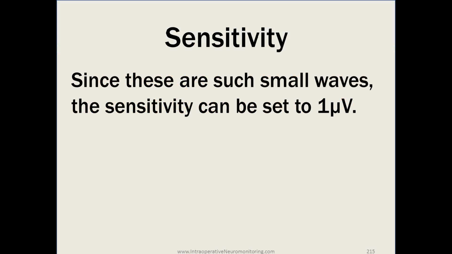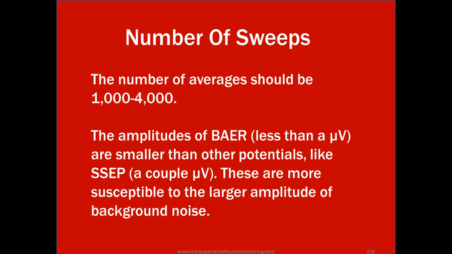Sensitivity. Since there are such small waves, the sensitivity can be set to 1 microvolt. Number of sweeps is 1,000 to 4,000. The amplitudes of the BAER, less than a microvolt, are smaller than other potentials like SSEPs, which is a couple of microvolts. These are more susceptible to larger amplitudes of background noise. So a large wave 5 is about 0.5 microvolts. Wave 1 is probably closer to 0.3, and wave 3 is probably 0.25 to 0.3, somewhere in that range.